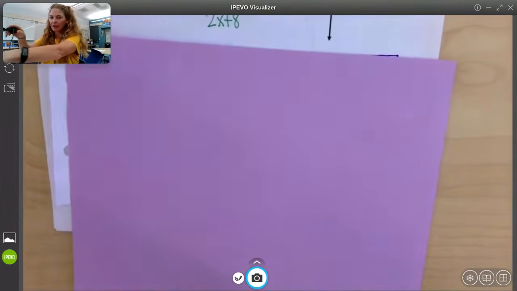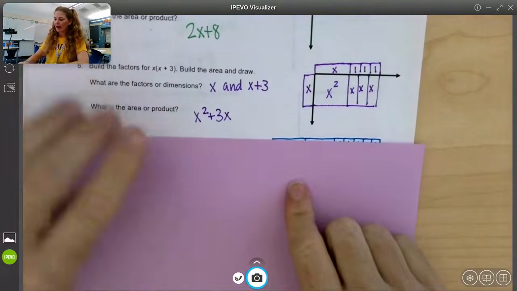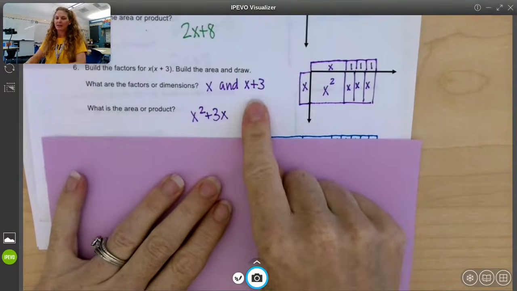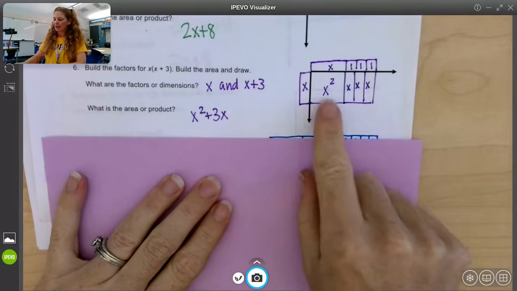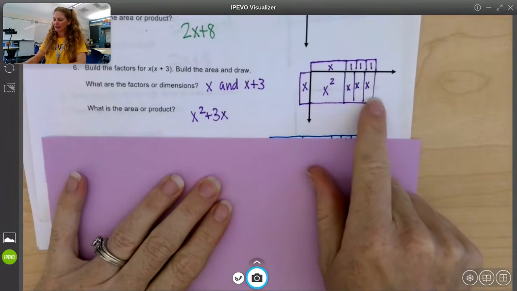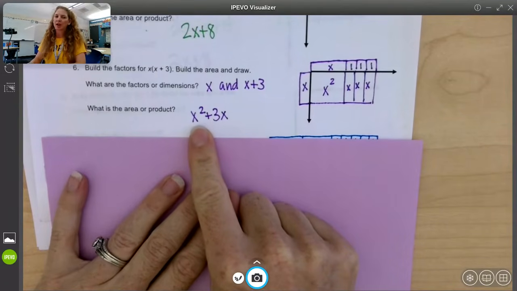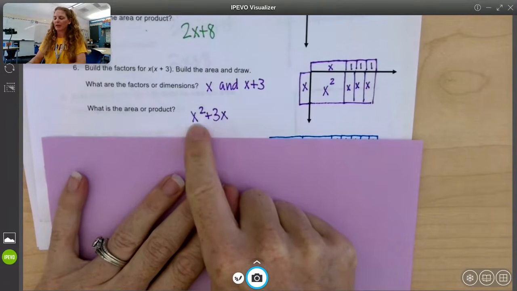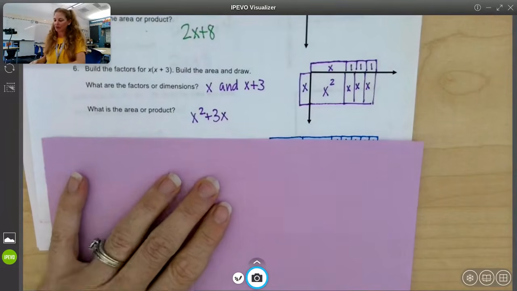So the next problem, we had our factors of x and x plus 3. So here's x plus 3. And then on the inside, x times x gets you x squared, and then x, and x. So x squared plus 3x. Notice the x squared term comes first. When you have variables with an exponent, they have a higher power, and the larger the power, the more priority they have when you're writing our expression.